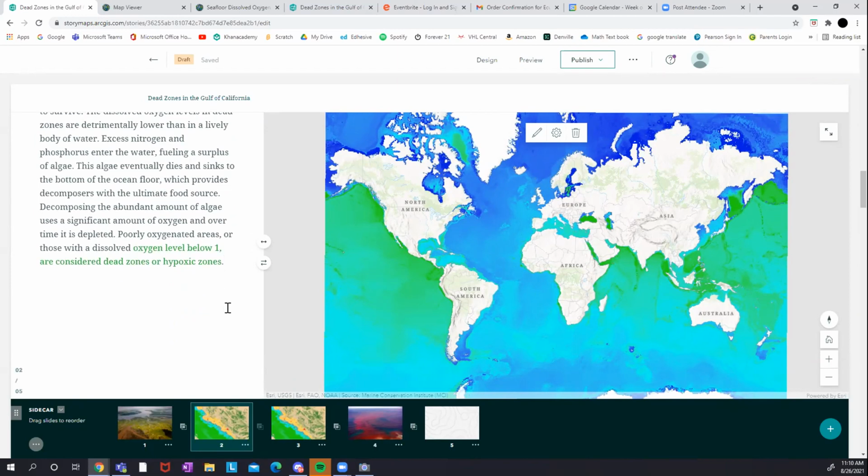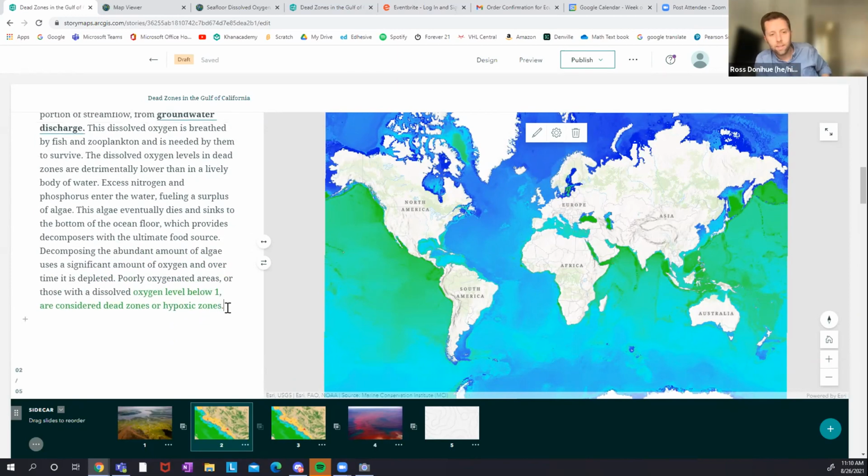Okay. So in terms of additional content, having a call to action, depending on your audience and what action you want them to take, could be anything from keep reading about dead zones to reduce the use of X, Y, and Z things. Because this is a story about dead zones in the Gulf of California, you might do something that allows people to actually zoom in on the map and see California.